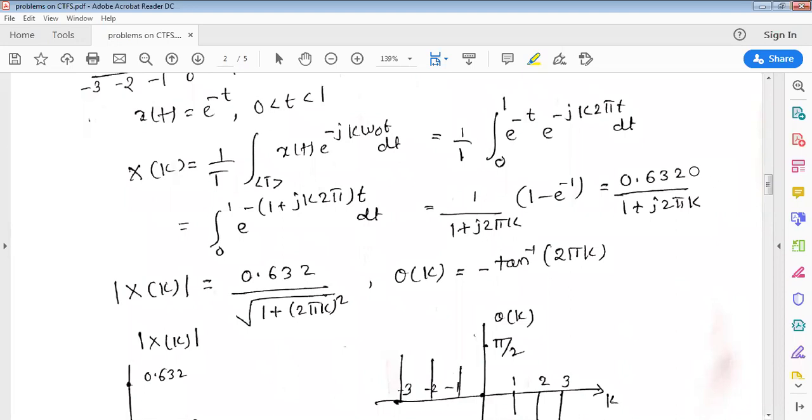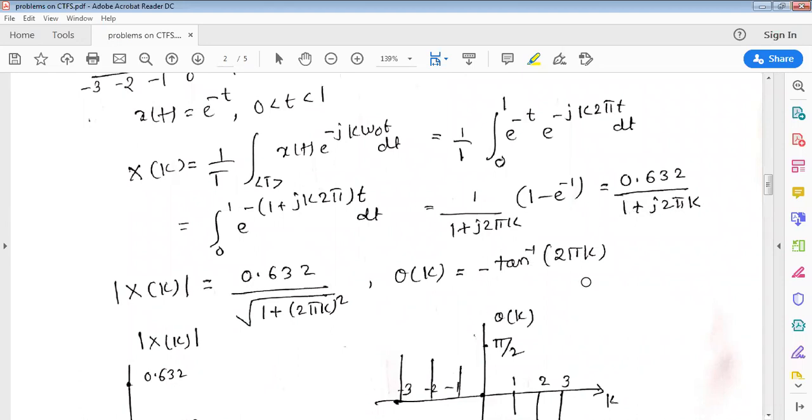Angle of a constant is 0. Numerator has an angle 0. What is the angle of the denominator? Tan inverse of y by x. That is minus here, because the angle of the numerator is 0 minus the angle of the denominator, that is tan inverse of 2 pi k by 1. That will give me 2 pi k.